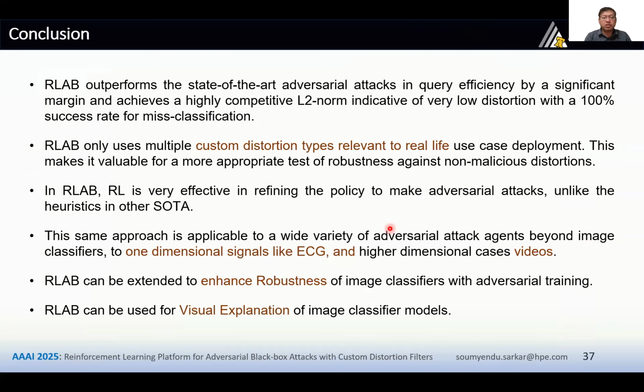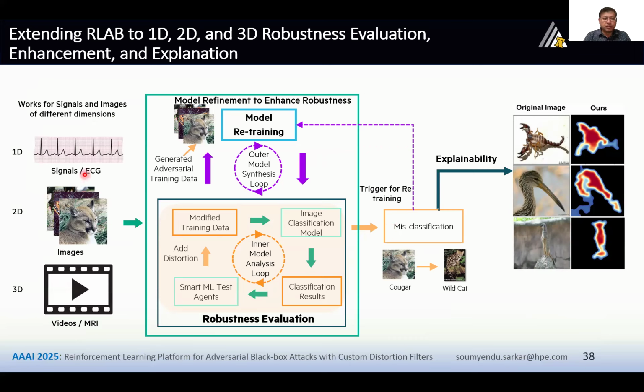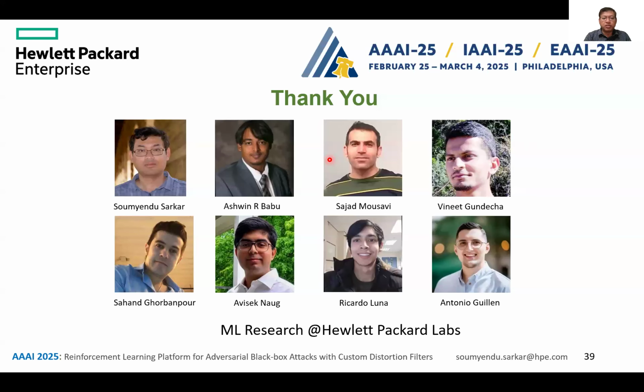Now, in conclusion, our lab outperforms the state-of-the-art in select metrics. It can use multiple custom distortion types relevant to real-life use cases, and it can be extended for one-dimensional data like ECG and for videos. It can be used to enhance robustness and visual explanation. This shows all the different dimensions that can be handled by our lab with explainability and increased robustness.